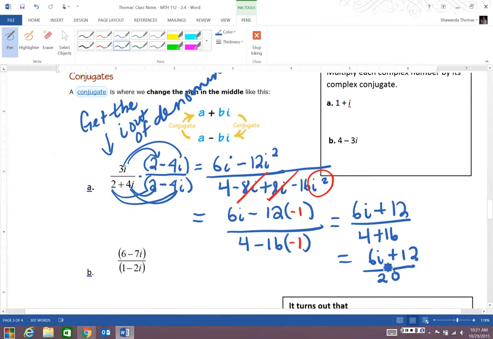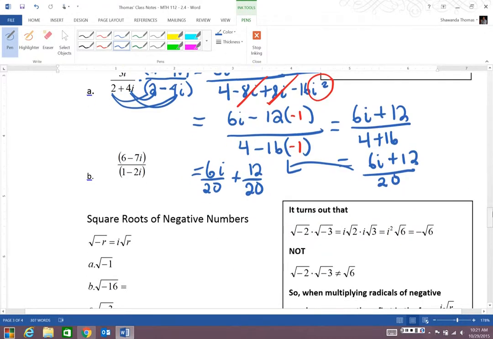Now, obviously we can reduce this, and I'm even going to split it up so that there are two terms, a real term and the bi term. So here we go. I know it's going to be 6i over 20, and it's going to be 12 over 20, because everything in the numerator is being divided by 20. So I can split it up this way, and then I can reduce each term separately. 2 can go into 6 3 times. 2 can go into 20 10 times.